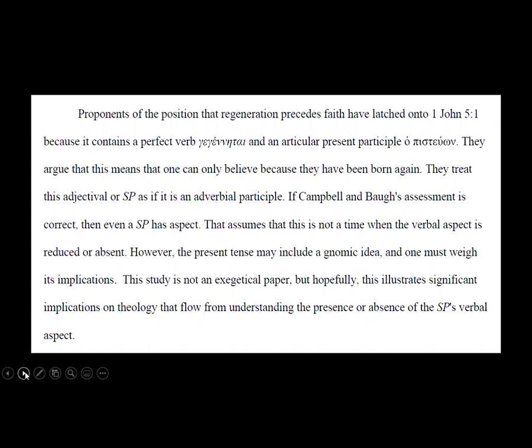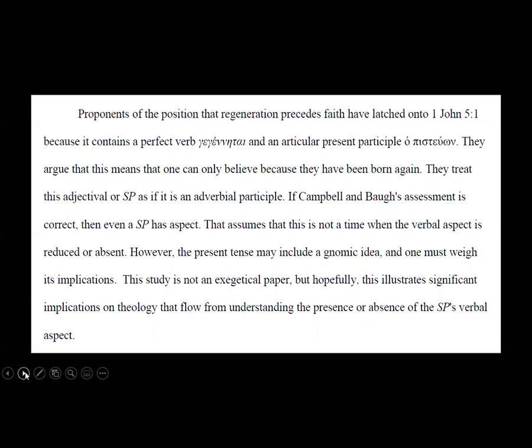I said, proponents of the position that regeneration precedes faith have latched on to 1 John 5:1 because it contains a perfect verb, gegenetai, and an articular present participle, hapistuon. They argue that this means that one can only believe because they have been born again. They treat the adjectival or substantival participle as if it's an adverbial participle. I mean, when you watch those videos, it's just assuming that this participle is related in a particular way. If Campbell and Ball's assessment is correct, then even a substantival participle has aspect.